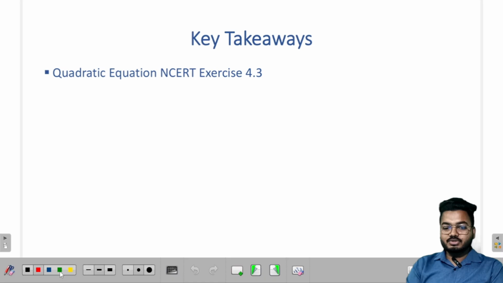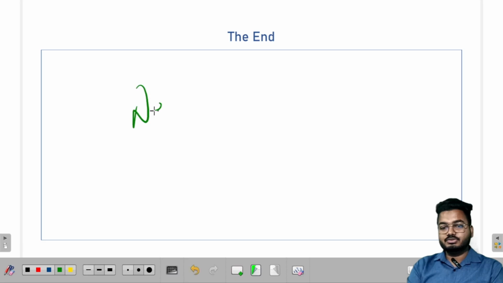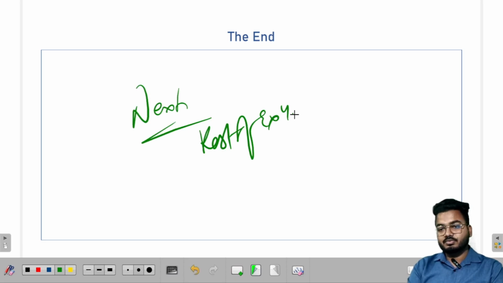Now that's it for today. The rest of the questions we are going to solve in the next class. In this class we solved only 2 questions. In question number 1 there are 3 sub questions, and in question number 2 there are 2 sub questions. In the next class we are going to solve some word problems related to quadratic equations. So in the next class the rest of the exercise 4.3. So that's it for today.